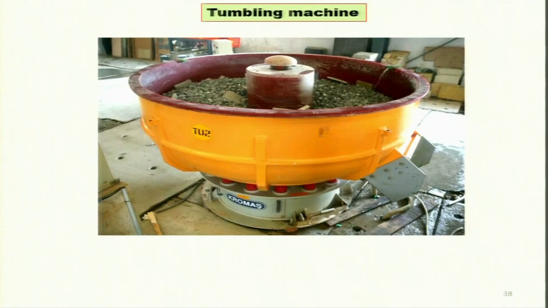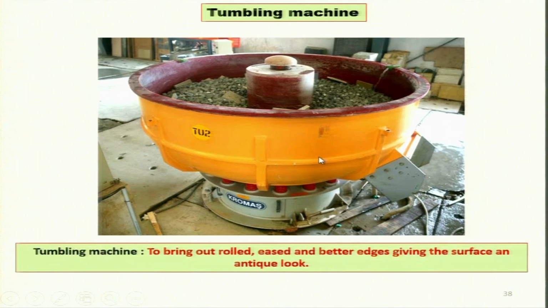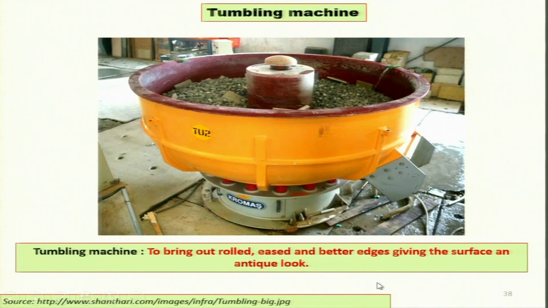Tumbling machine, this is the tumbling machine, you put the product over here, abrasive particles are there and they are rotated and moved up and down, with the help of which you can remove the burrs. Normally macro burrs can be easily removed, to some extent only micro burrs can be removed. Tumbling machine to bring out rolled, eased and better edges, giving the surface an anti-glow. This is the source.